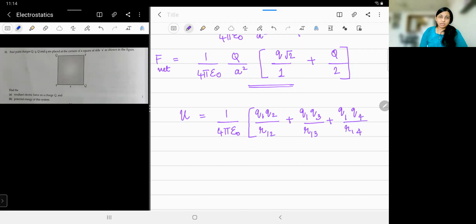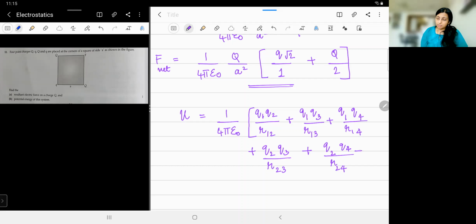So we have taken the first combination with 1. Next, increment to Q2. Q2 Q1 we already wrote, so we'll not take that. Q2 Q2 is not allowed. So the next combination will be Q2 Q3 divided by the distance between the two charges, R23, plus Q2 Q4 divided by R24.